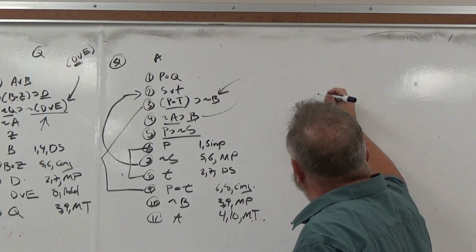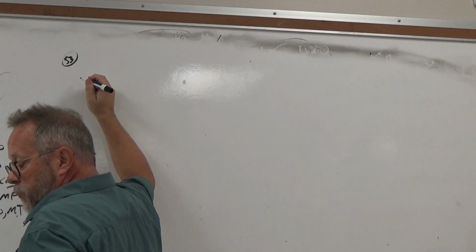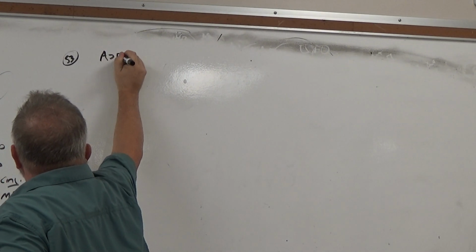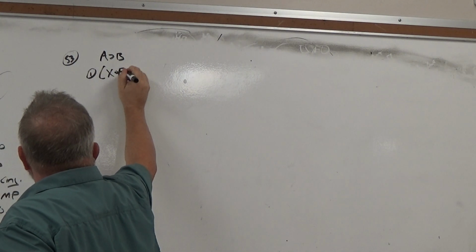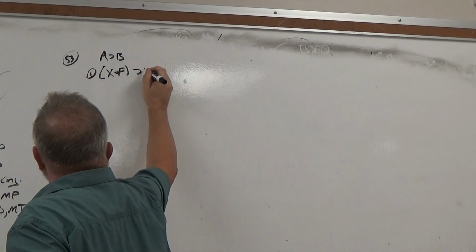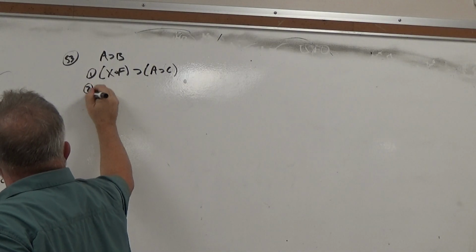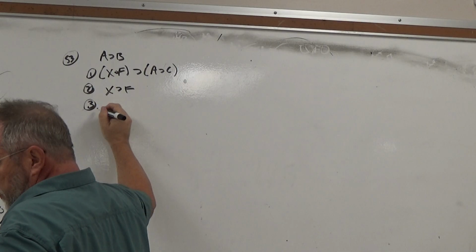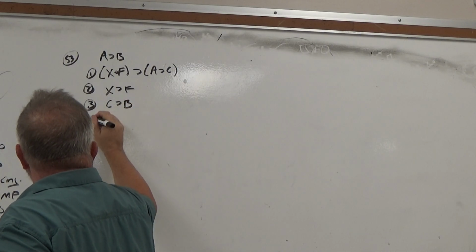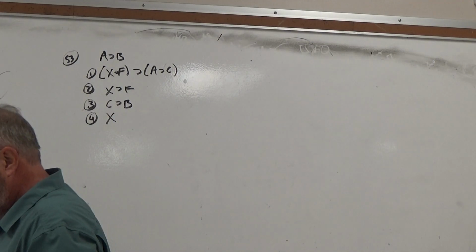53. We have to prove the conditional A, then B. What do we have to work with? We have X and F, then A, then C. 2, we have X, then F, and 3, we have C, then B, and 4, X. All right, A, then B.